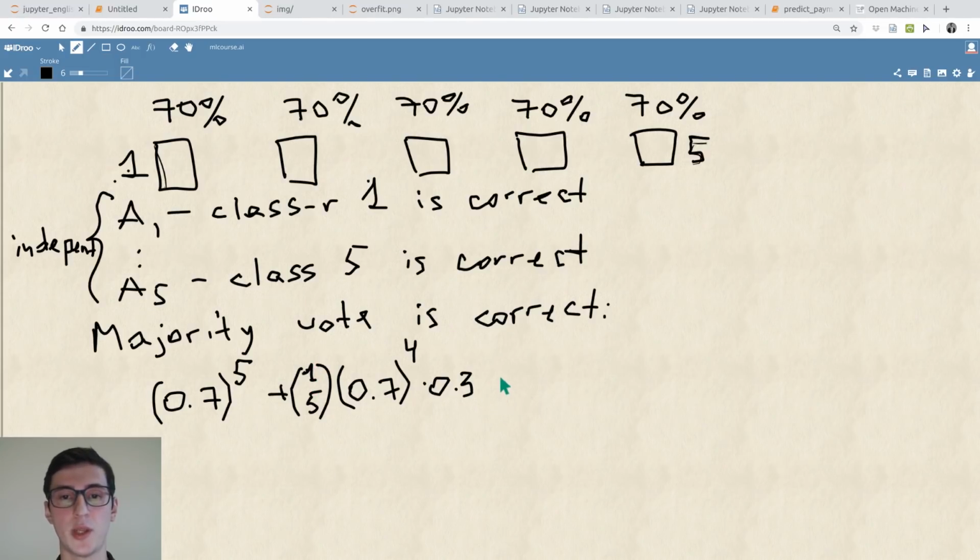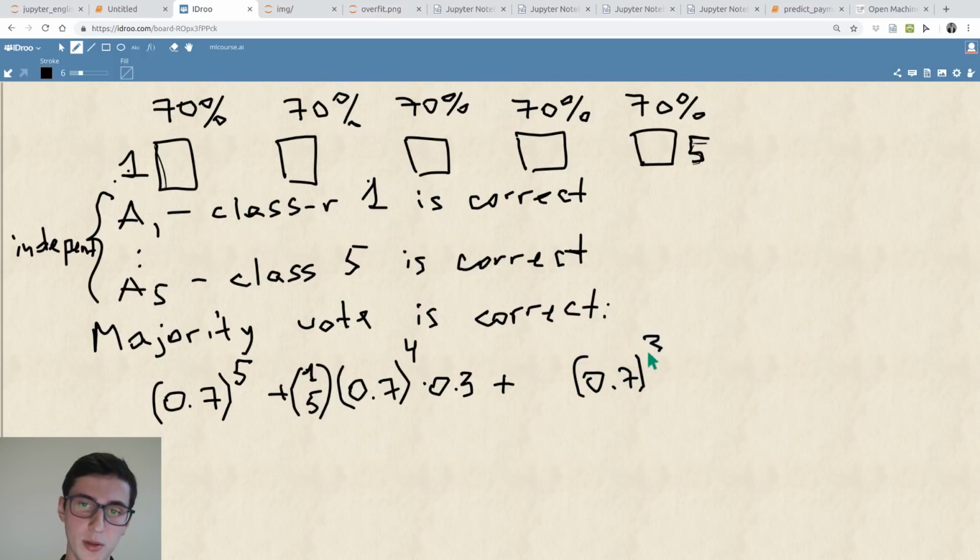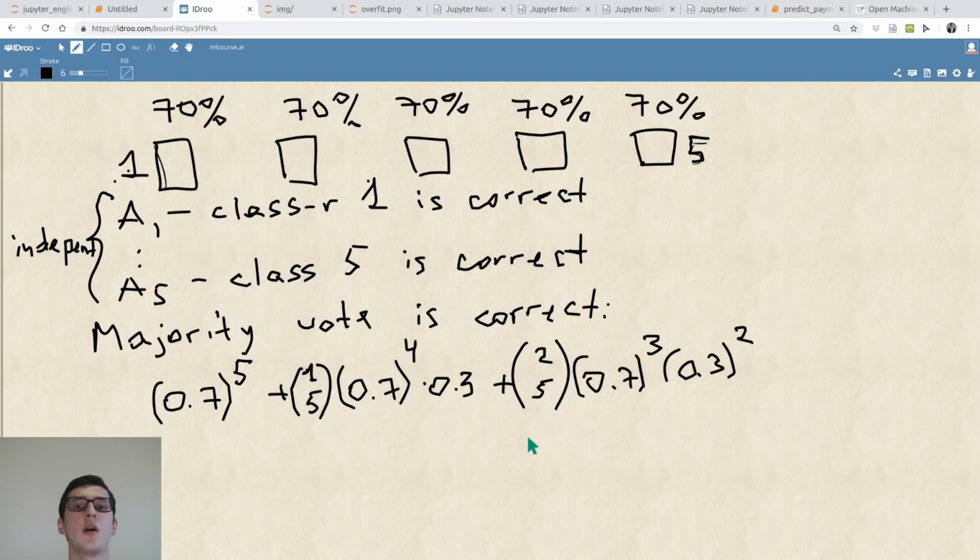Okay, and the third case is when 3 classifiers are correct. The probabilities will be 0.7 to the power of 3 and 0.3 to the power of 2. And we've got 5 choose 2 variants of 2 classifiers being incorrect. Okay, so if we calculate this, we'll get around 84%. So you see, if classifiers are independent and the accuracy of each classifier is about 70%, then around 84% will be the accuracy of their majority vote.